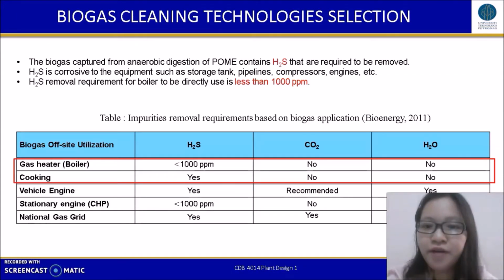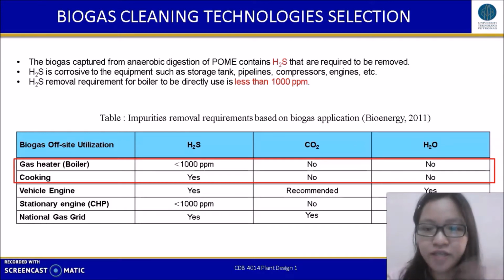Moving on is the biogas cleaning technology selection. The biogas captured from anaerobic digestion of foam contains some impurities, especially hydrogen sulfide, that are required to be removed. The removal of H2S from the biogas is a very important step because H2S is corrosive to equipment such as storage tanks, pipelines, compressors, engines, and so on.